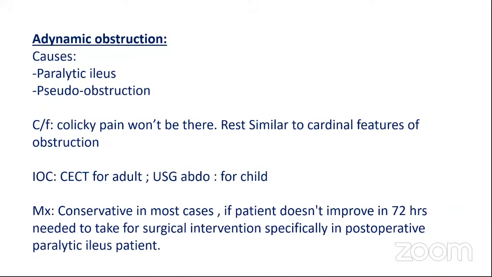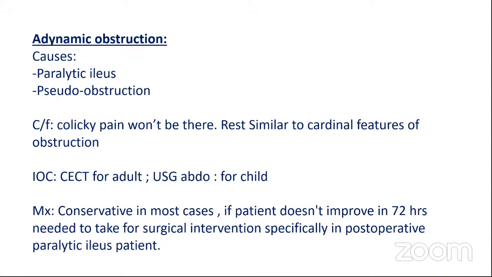There will be distension and vomiting, right? The rest will be similar. So the investigation of choice, again, is first CECT abdomen for adults and USG abdomen for children. Management will be conservative in most cases, but if the patient doesn't improve in 72 hours, we need to take the patient for surgical intervention, specifically if the ileus has not settled down.